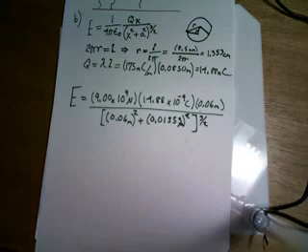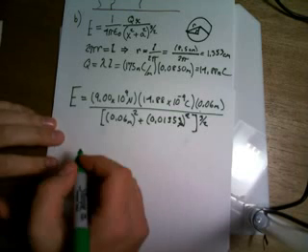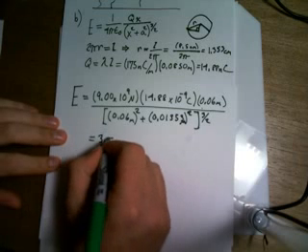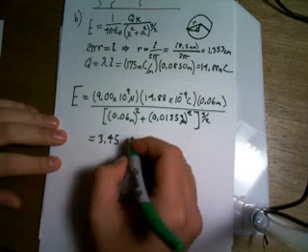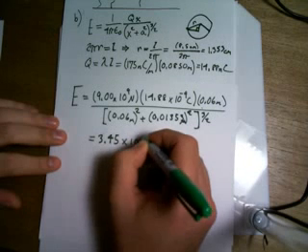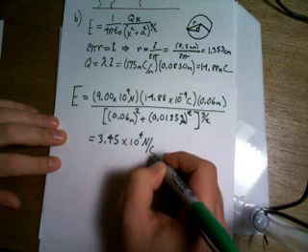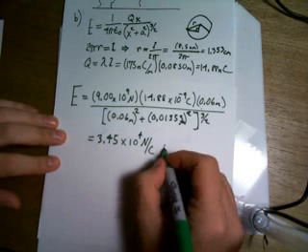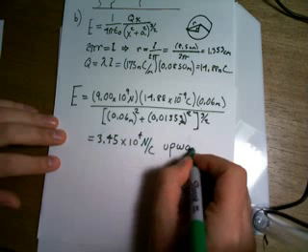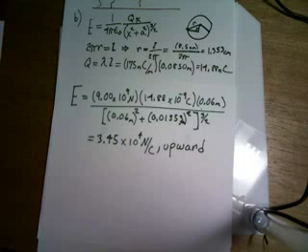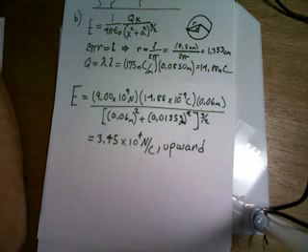Okay, so now we just plug all that into the calculator, and we'll get ourselves an answer, and the answer just happens to be 3.45 times 10 to the 4th newtons per coulomb. And it's positive, so that means we have an upward direction. And there you go. That is how you do that problem right there.